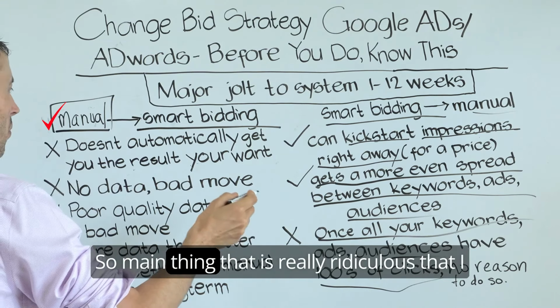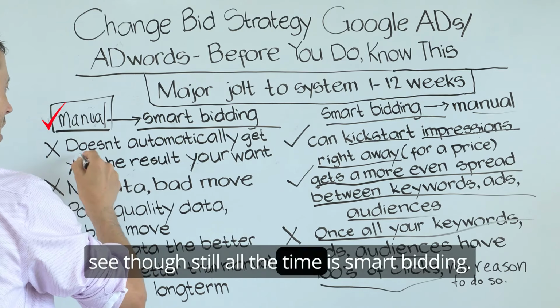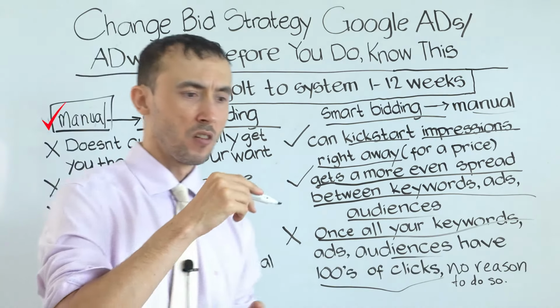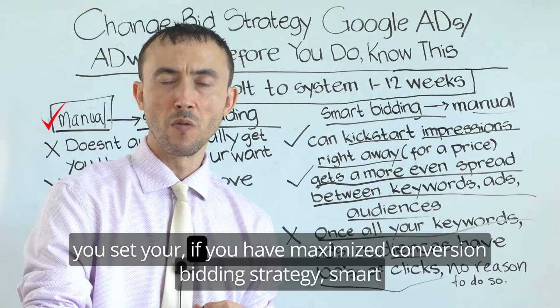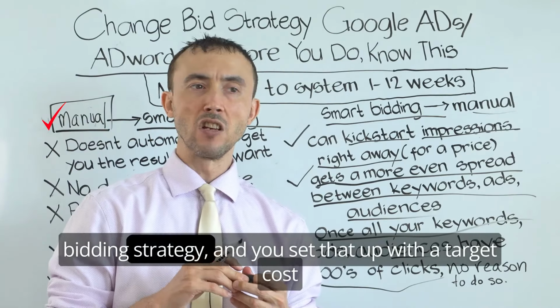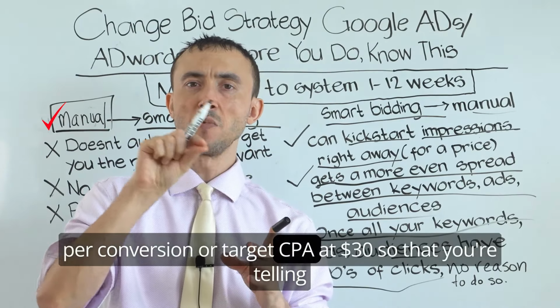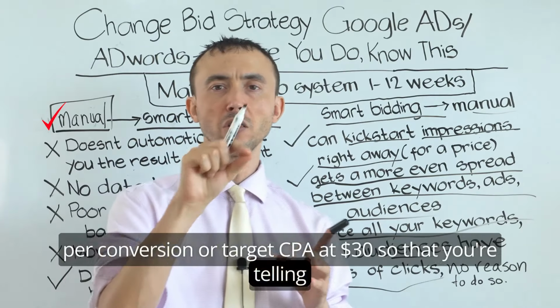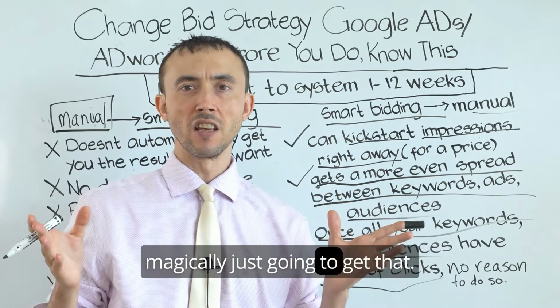The main thing that is really ridiculous that I see, though, still all the time is smart bidding. First of all, if you have a maximize conversions bidding strategy, smart bidding strategy, and you set that up with a target cost per conversion or target CPA at $30, so that you're telling Google you want a $30 cost per lead, you're not magically just going to get that.